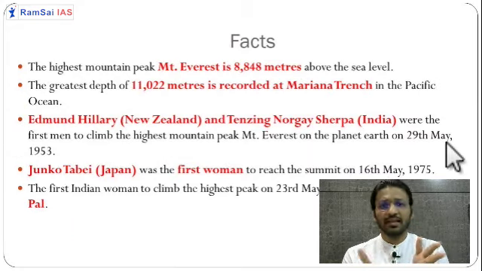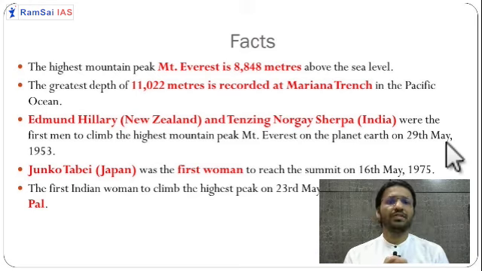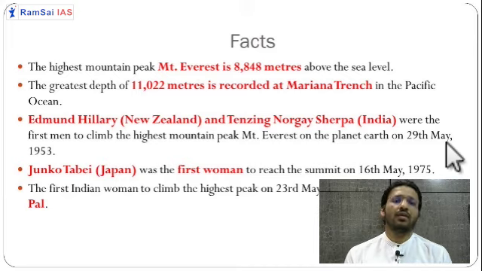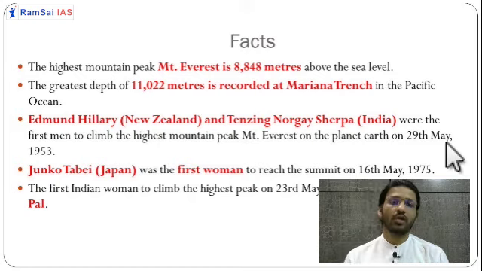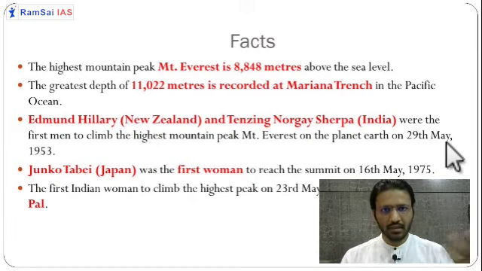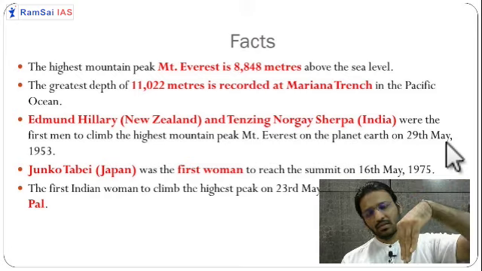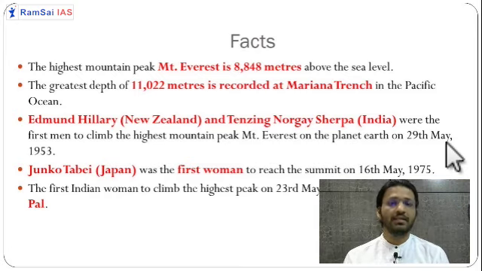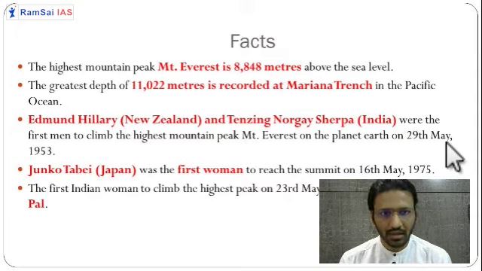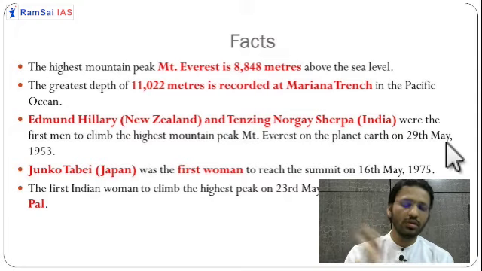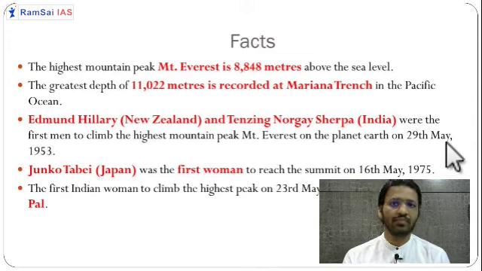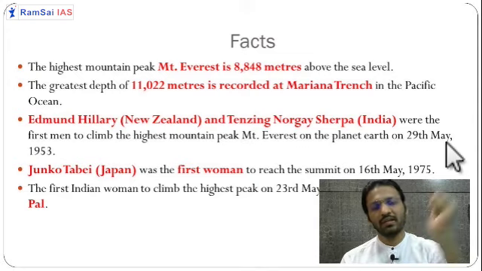When we are studying the lithosphere, there are certain facts which can be asked in the preliminary examination. Which are these facts? You can see them on your screen. First, as a huge mountain which is part of the lithosphere, Mount Everest is the highest mountain, almost 8,800 meters. The deepest part in terms of oceanic basin is a trench in the Pacific Ocean known as the Mariana Trench. It is almost 11,000 meters below sea level. So you can see the entire Mount Everest could be hidden in the Mariana Trench.